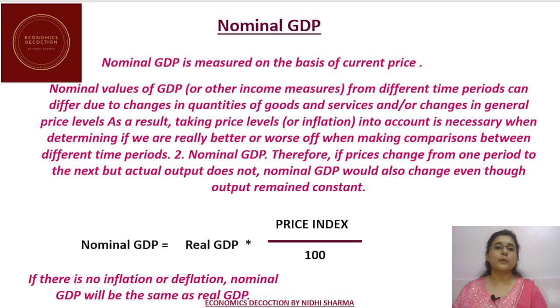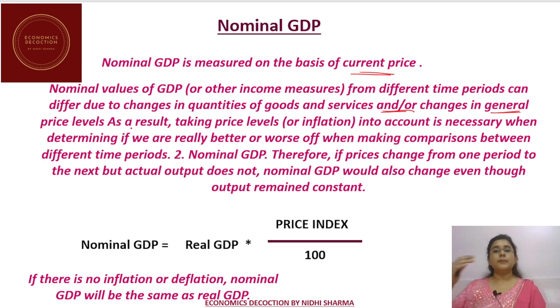Now we will talk about nominal GDP. Nominal GDP is measured on the basis of current prices. So as I told you, in real GDP, the prices that we consider are the base prices. But in nominal GDP, the prices that we consider are the current prices. That means the current period's prices. Nominal values of GDP or other income measures from different time periods can differ due to changes in the quantity of goods and services and or changes in the general price level.